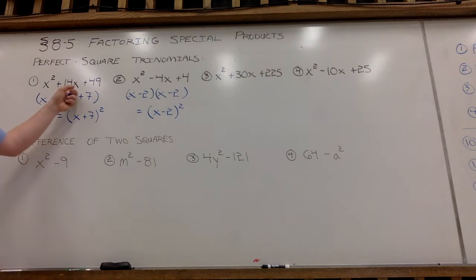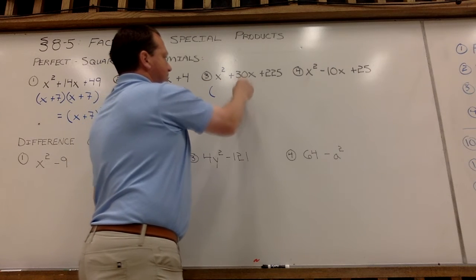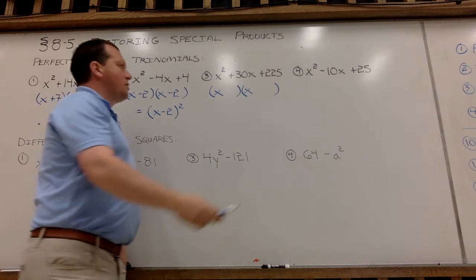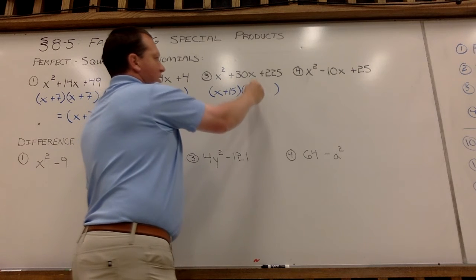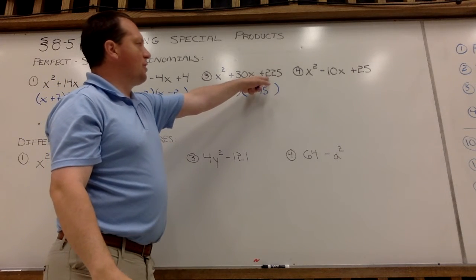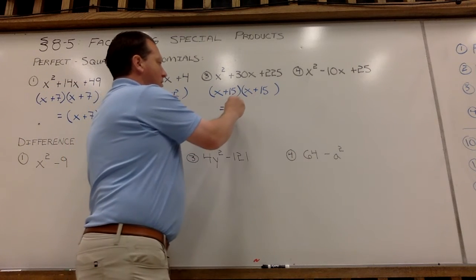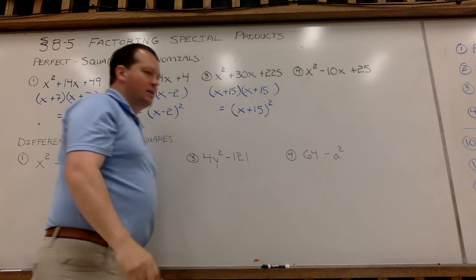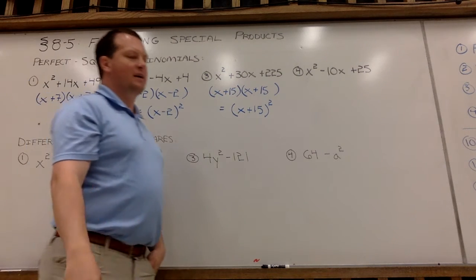Example 3 is similar to number 1 in that I've got two positive values. So I'll get my x's started up here, and then two numbers that multiply to make 225 and add to make 30. Again, check if your last number is a perfect square. The square root of 225 is 15, and 15 and 15 add to 30. So I think you're probably getting the hang of it here. X plus 15 times x plus 15 can be written as x plus 15 squared. Again, either answer is acceptable, correct, all good.